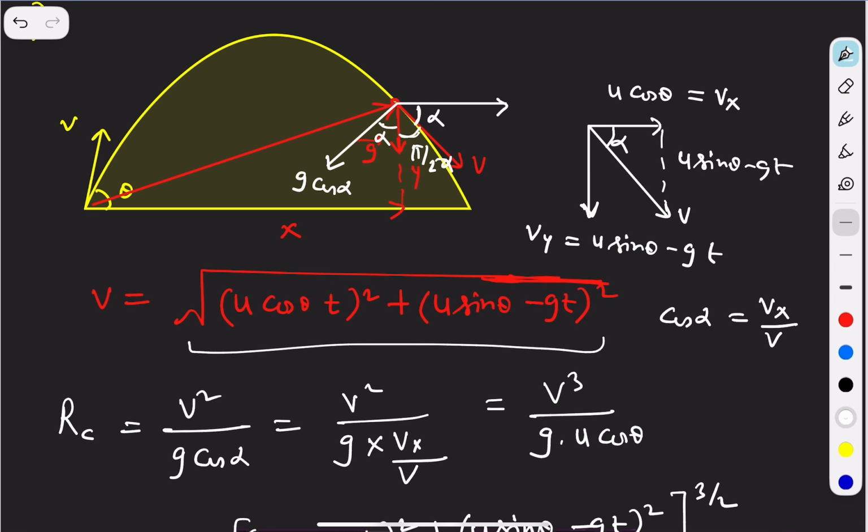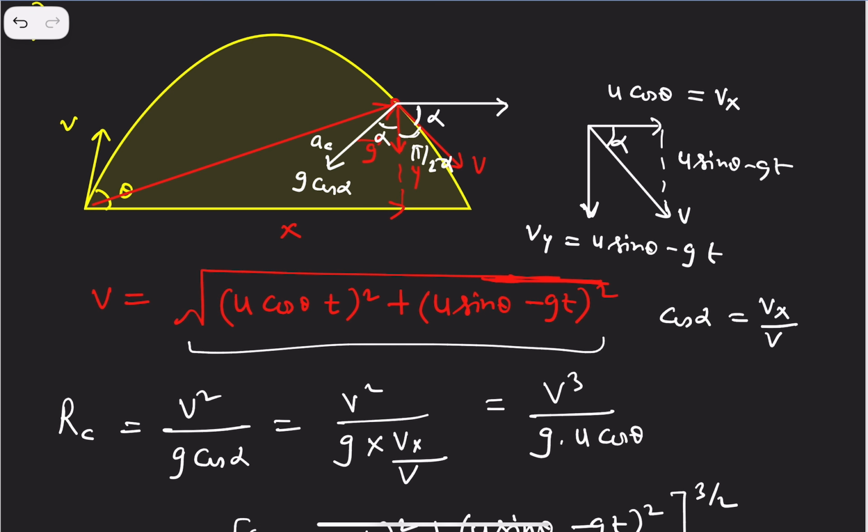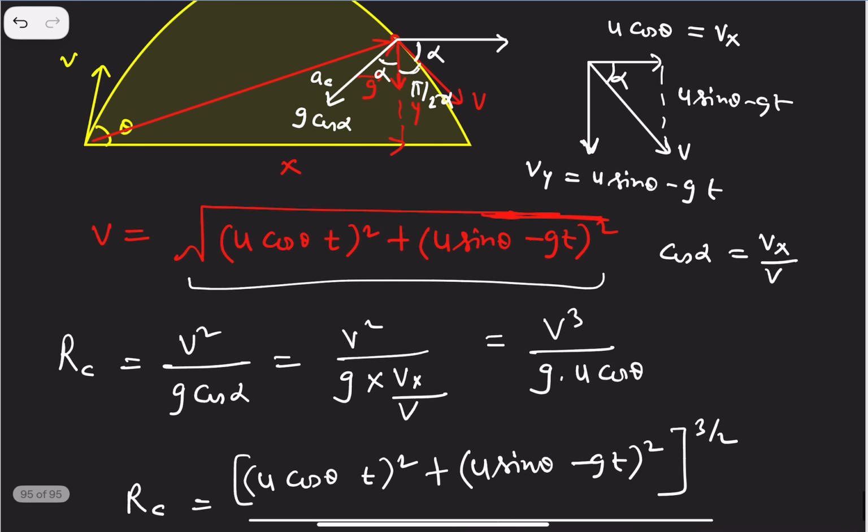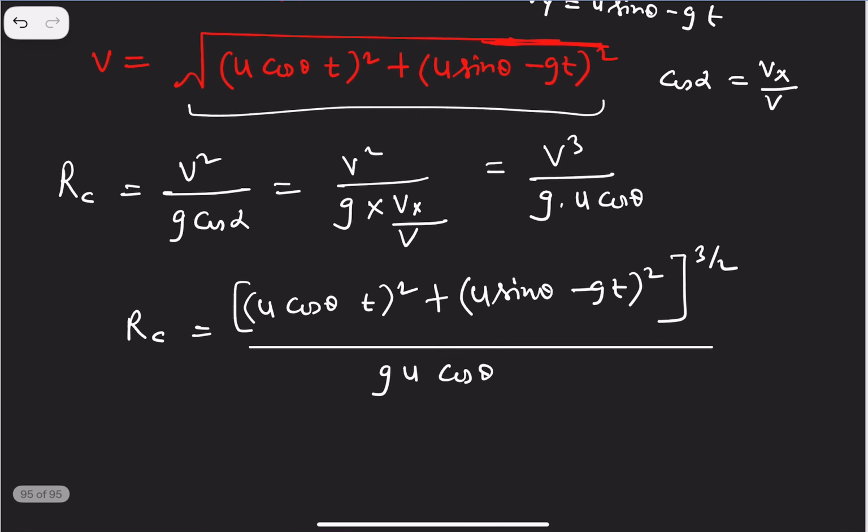So here if this is velocity, this is AC. So of course this should be alpha, because this is pi by 2 minus alpha, so this will be alpha. So if this is g, this will be g cos alpha. So if anyhow we can get the alpha, we can get directly the radius of curvature. How? Because v square by g cos alpha will be our radius of curvature.